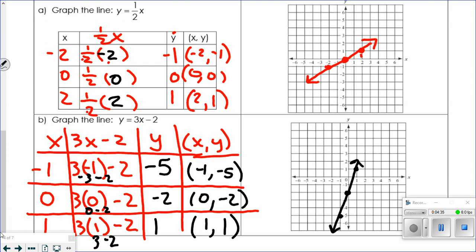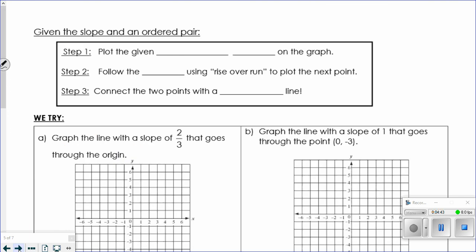Okay, go ahead and flip to the next page. If you need more time, you can pause and write all that down. I know it's a lot of information, but when you're ready, go ahead and go to the next page. So sometimes we're given the slope and an ordered pair. The first thing we're going to have to do is plot the given ordered pair. That's really important on the graph. Second step, we're going to follow the slope using rise over run to plot the next point. And finally, we're going to connect the 2 points with a straight line.